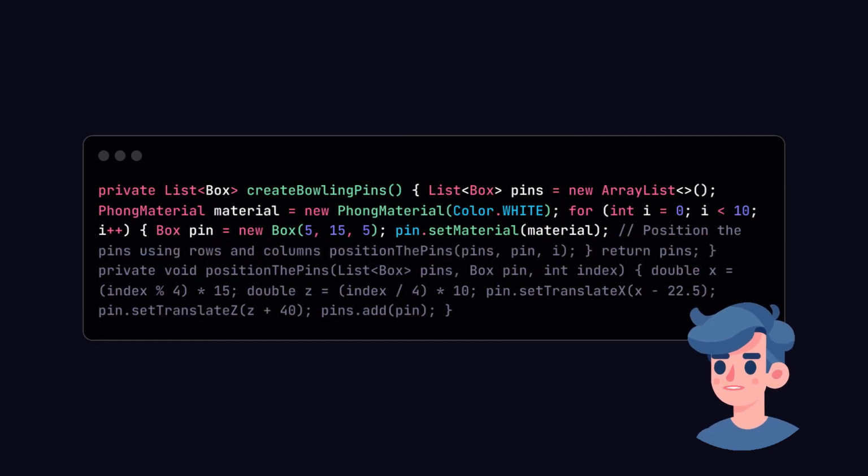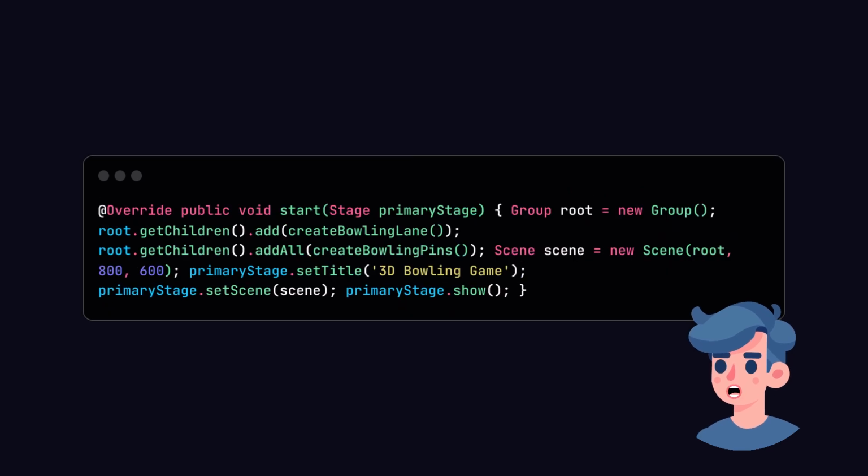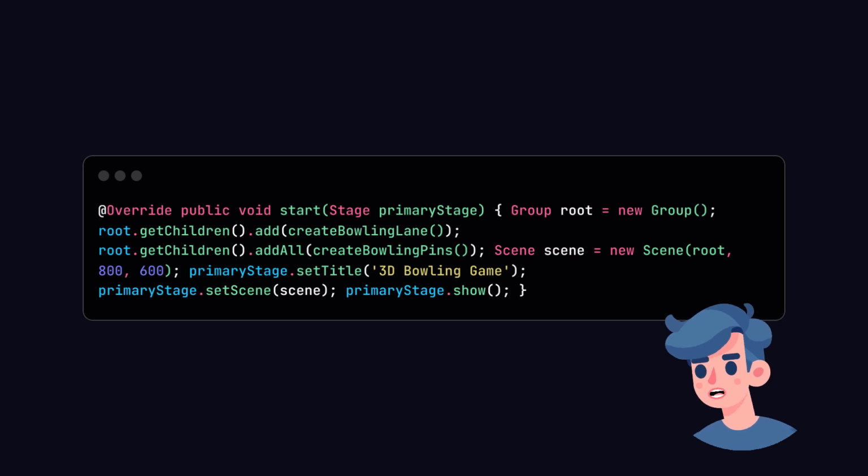We will need to add the bowling pins next. A standard bowling set has 10 pins, arranged in a triangular formation. Let's create a method to generate these pins. Now that we have our lane and pins, we can add them to our scene. Be sure to call our create bowling lane and create bowling pins methods in the start method.